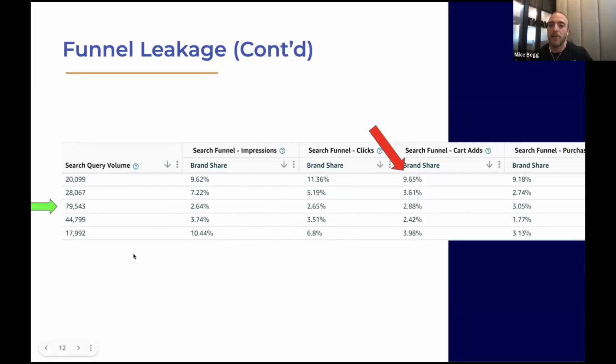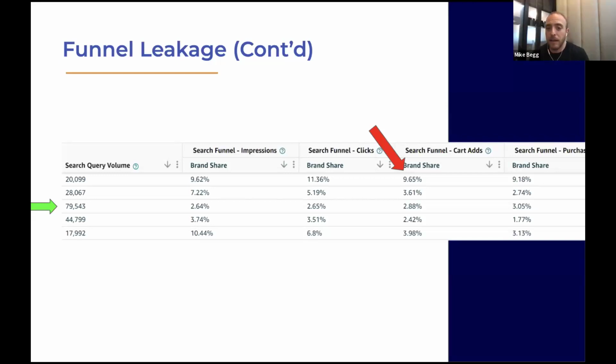How can I get more impression share on this search term? Be it advertising, be it improving organic ranking, that's going to lead to a huge boost in actual sales. And as you can see, this is a very high search query keyword as well. Small improvements on impressions, small improvements on clicks or add to carts is going to lead to massive changes on the number of sales you're actually generating.